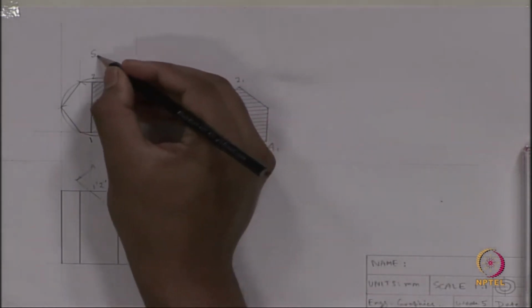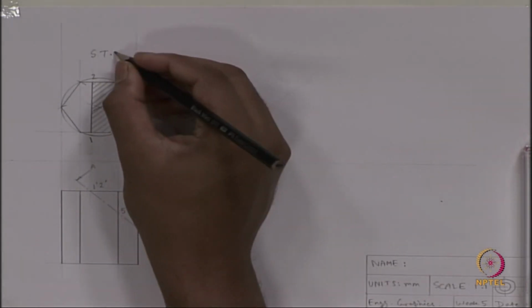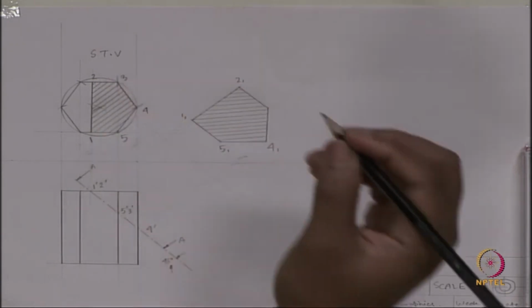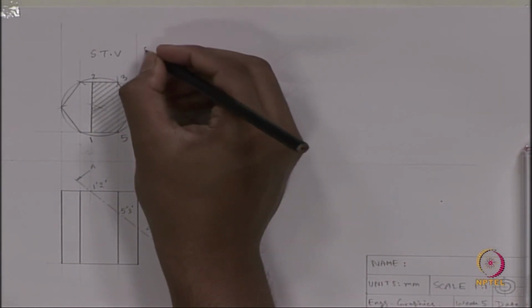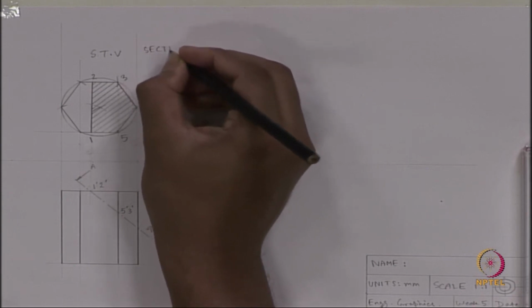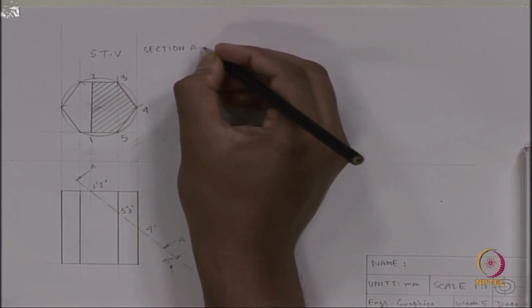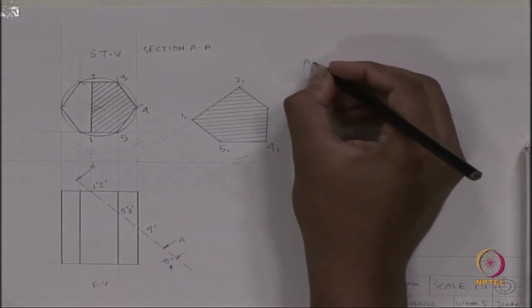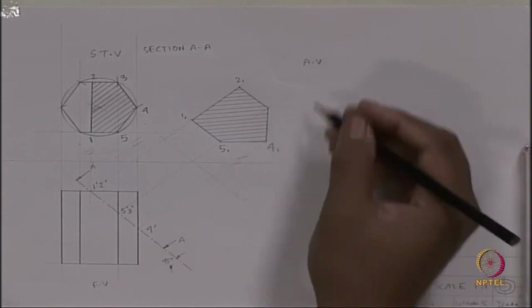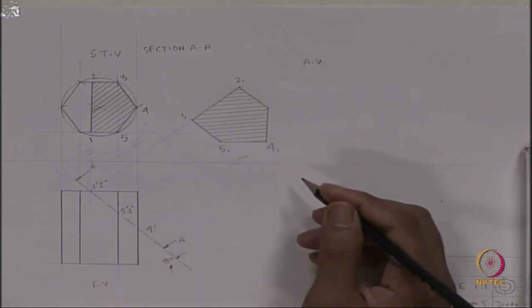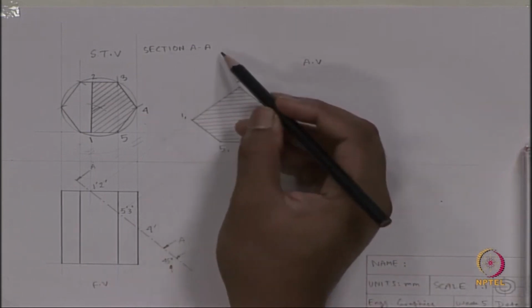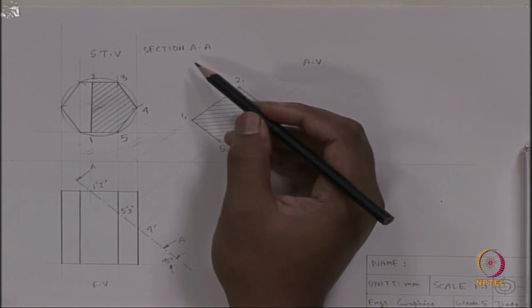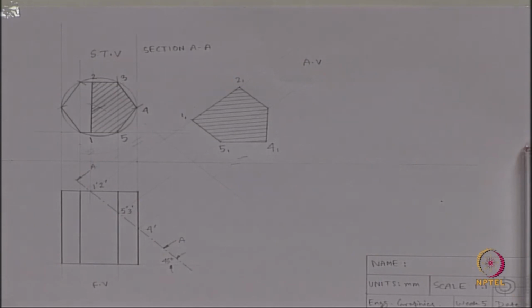This is the sectional top view, and if I write it, I should write section AA. This is the front view and this is the auxiliary view. This AV and FV you should not write, but this thing you can mention, section AA. Dimensioning, we are not asked to do the dimensioning, so we will not do. So, this is the answer for question number 2.